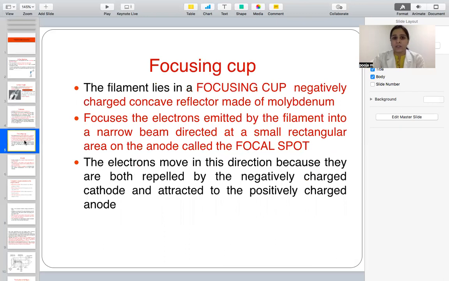Now coming to the focusing cup. Once electrons are produced by the filament within the cathode, the focusing cup comes into action. Its function is to focus all the electrons emitted by the filament onto a rectangular area in the anode, which is called the focal spot. This focusing cup is negatively charged and is made up of molybdenum.